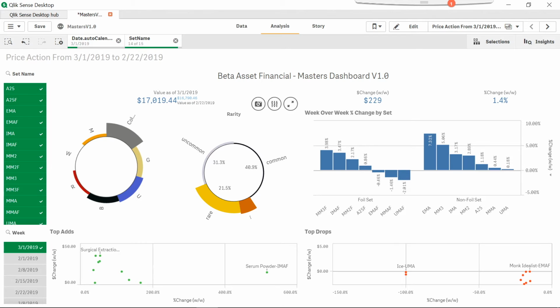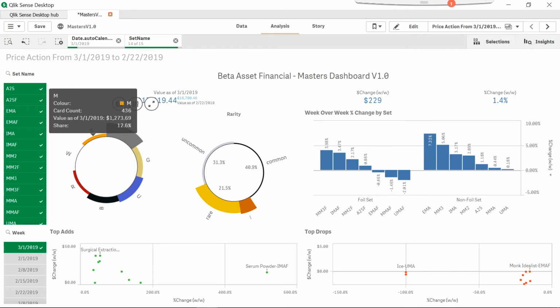Similar to the layout here, it's describing the same thing. What this is saying is that generally speaking, the length of the radius here is essentially equal, and that means in any given set there's generally an equal distribution of green, blue, black, red, white, gold, and multicolored cards. That makes sense, but what's interesting is that the thickness of this bar describes the value that it contributes to this total value here.